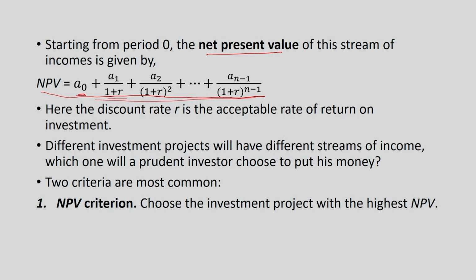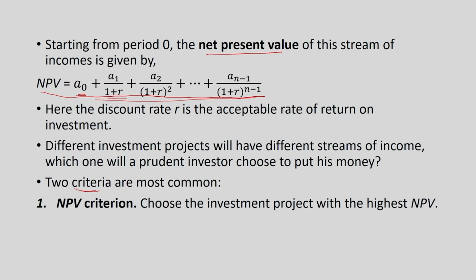Now, different investment projects will have different streams of income, right. A1, A2, all these things could be different from one project to another. The question is, which one will a prudent investor choose to put his money in? Now, there are two criteria which are generally used and they are the most common.